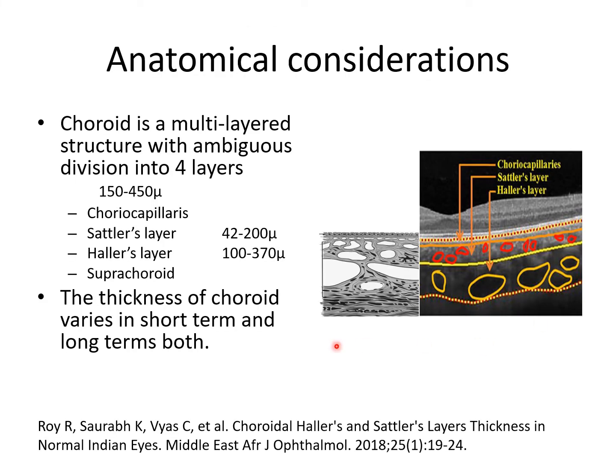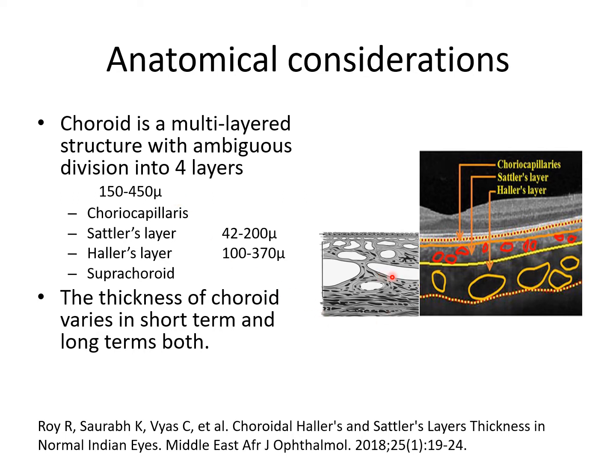Now, first, let us consider the anatomy of the choroid, which is important here. Overall, the choroid is a multi-layered structure with ambiguous division into 4 layers: the choriocapillaris, Sattler's layer, Haller's layer, and the suprachoroidal space. Overall, the choroidal thickness ranges from 150 to 450 micron, and this huge range is not only variable between individuals, but in an individual also, in the long term and short term, it can vary.